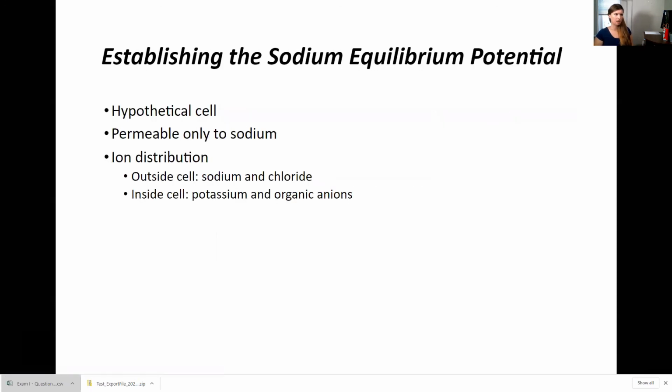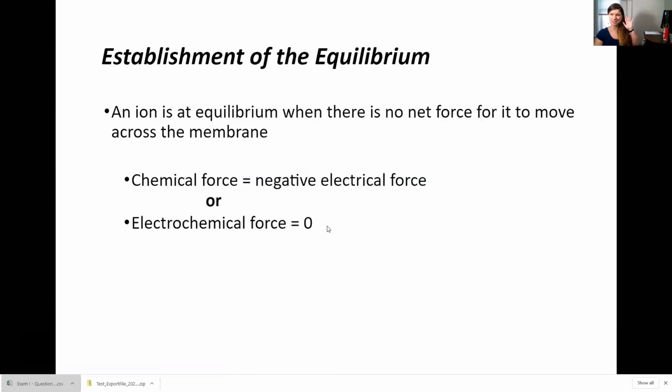I think we should pick up with what's going on with the sodium equilibrium potential next time. So does anybody have questions about just the potassium part? Or the sodium potassium pump? We did go over that.